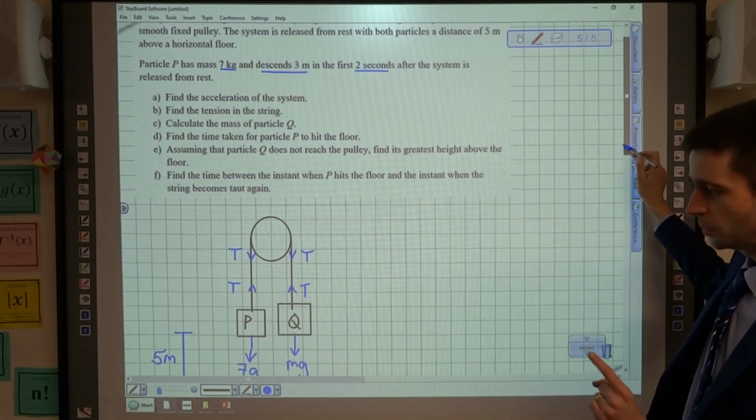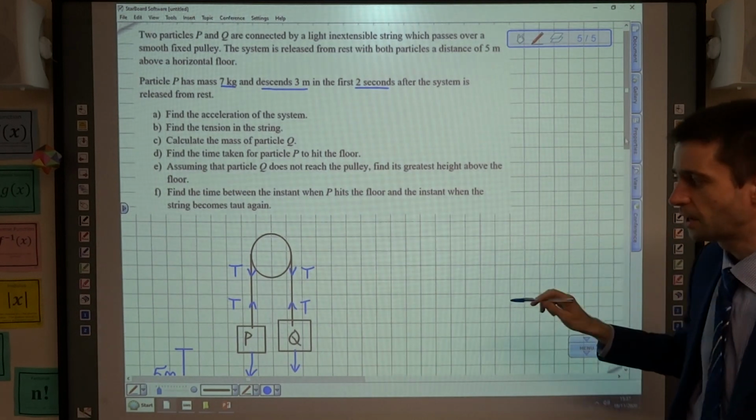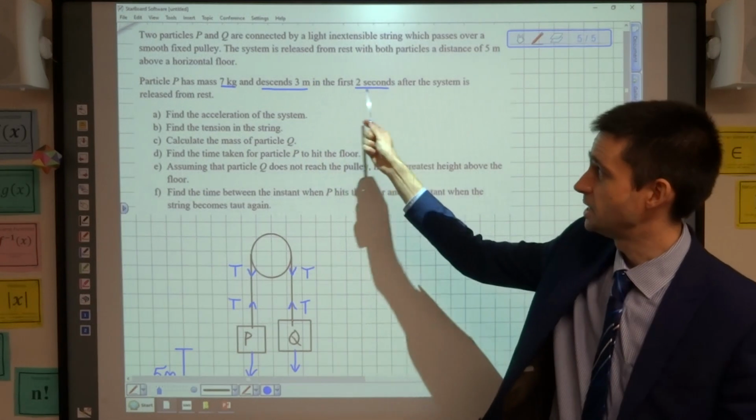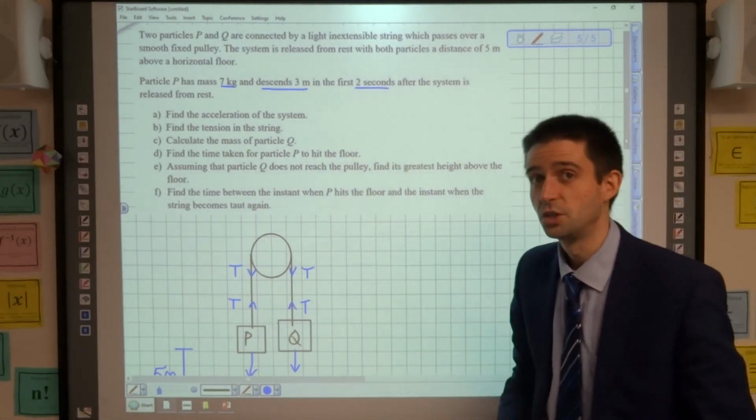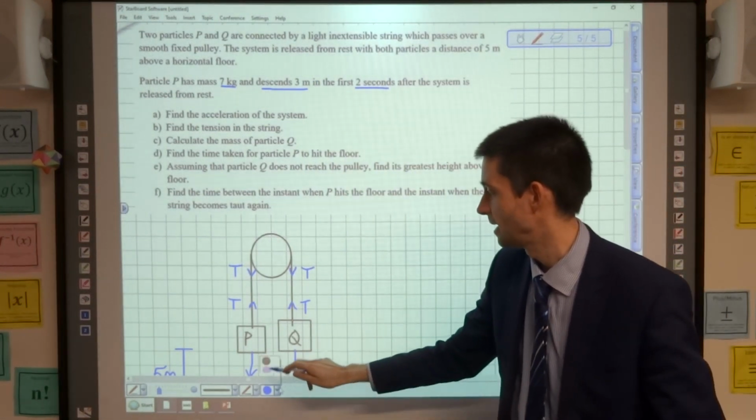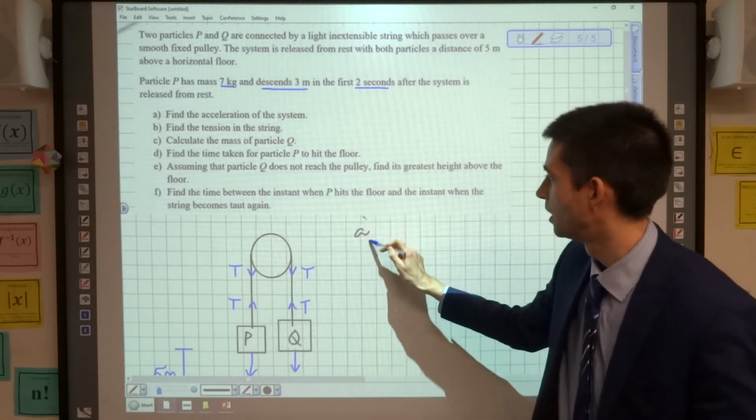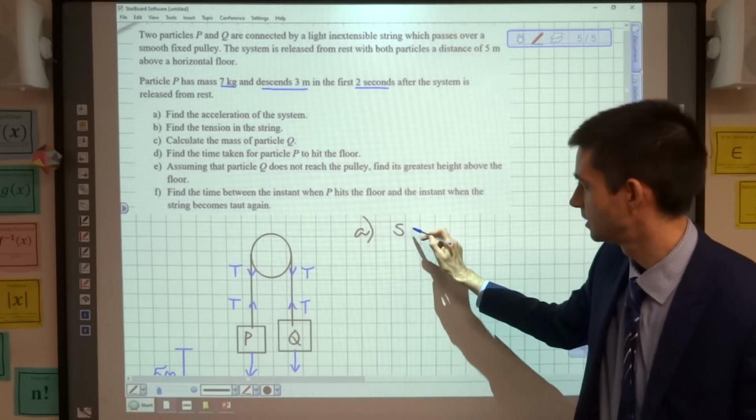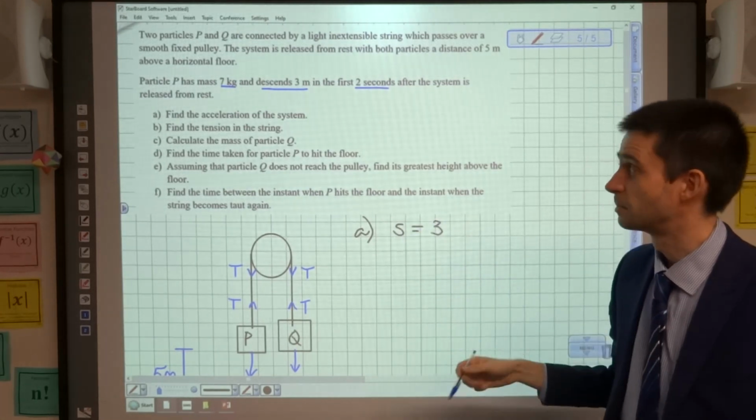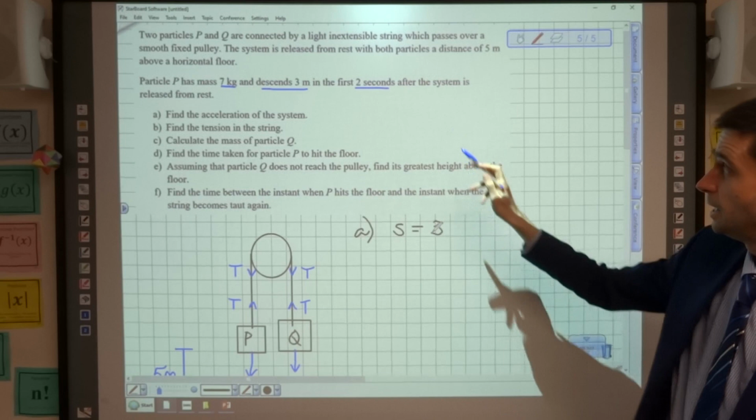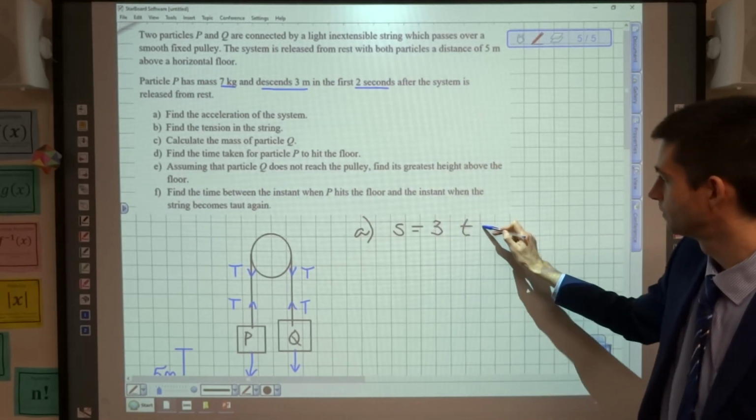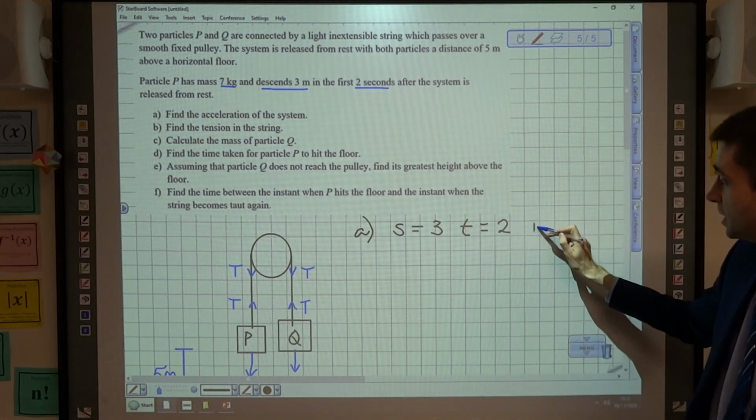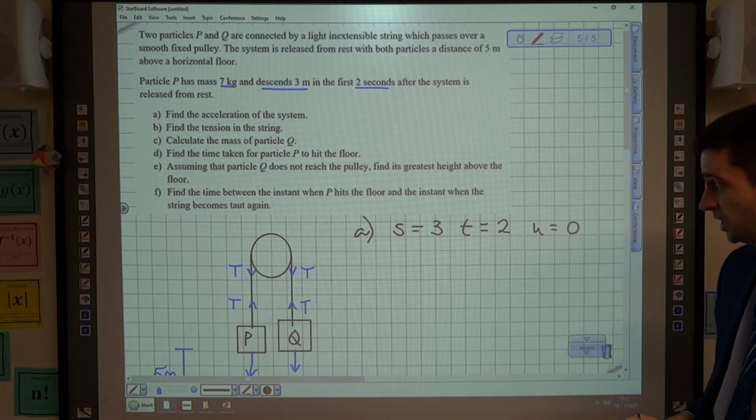Now, because we don't know the mass of Q, we don't have enough information to do a resultant force equation yet, but we're given some information that we can use to find the acceleration of the system, which we're going to do in part A. So part A, we're asked for the acceleration. We're given that it descends 3 metres, so that is a displacement s of 3, in the first 2 seconds, so t is 2. And because the particle is released from rest, we know that its initial velocity u is 0.